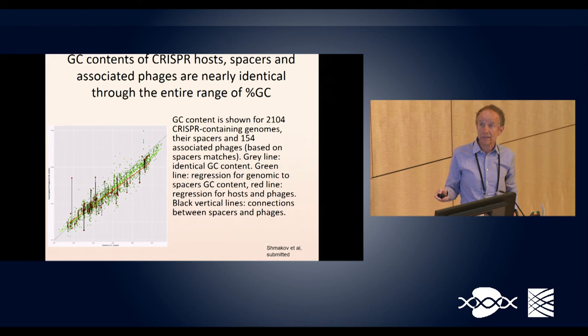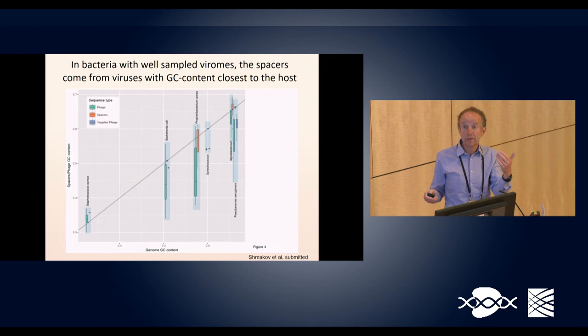Now, because it's known generally that bacteriophages and prophages have lower GC content than the surrounding genomes, we were surprised by these observations, and so took a more detailed look into the bacteria with well-characterized viromes and their spacers.